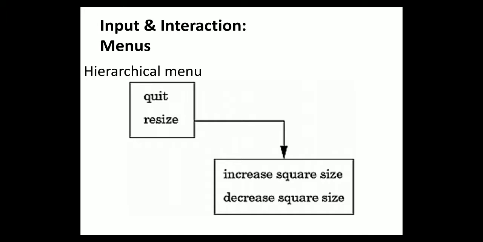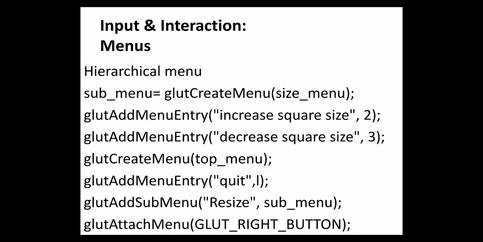And this is a hierarchical menu, where we are going to create a submenu, that is resize, and the submenu will have both the options, that is increase and decrease. So in order to create this menu, we should be ready with the submenu. The first step involved in the menu creation is to generate the submenu first and then link it with the main menu. So that's what happens here. We are going to create a submenu, and whatever return value glutCreateMenu of size menu gives, it will be assigned to the submenu. The return value is everything that is designed for creating this menu.